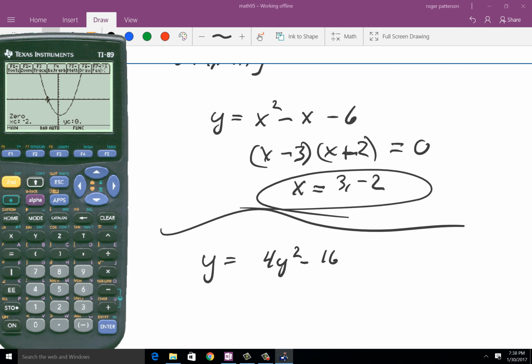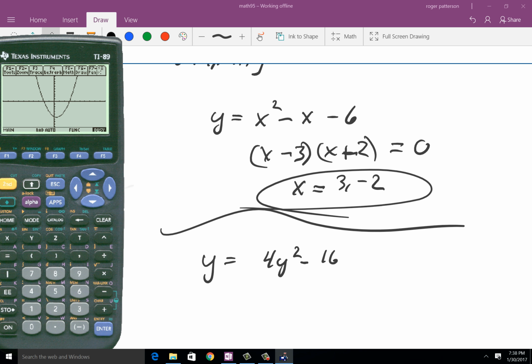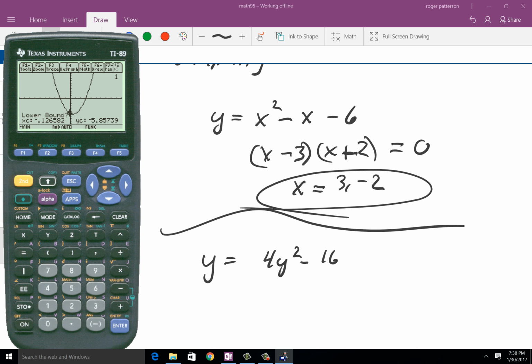So then you've got to do that again. The Desmos person's already got 3 problems done because it's a little bit more efficient. Lower bound means left, so I'm going to go to the left. I just want to get kind of close. Upper bound means right, and it does put a little tiny arrowhead to tell you where it was. Press enter. And 3. Okay? So that's how that works.